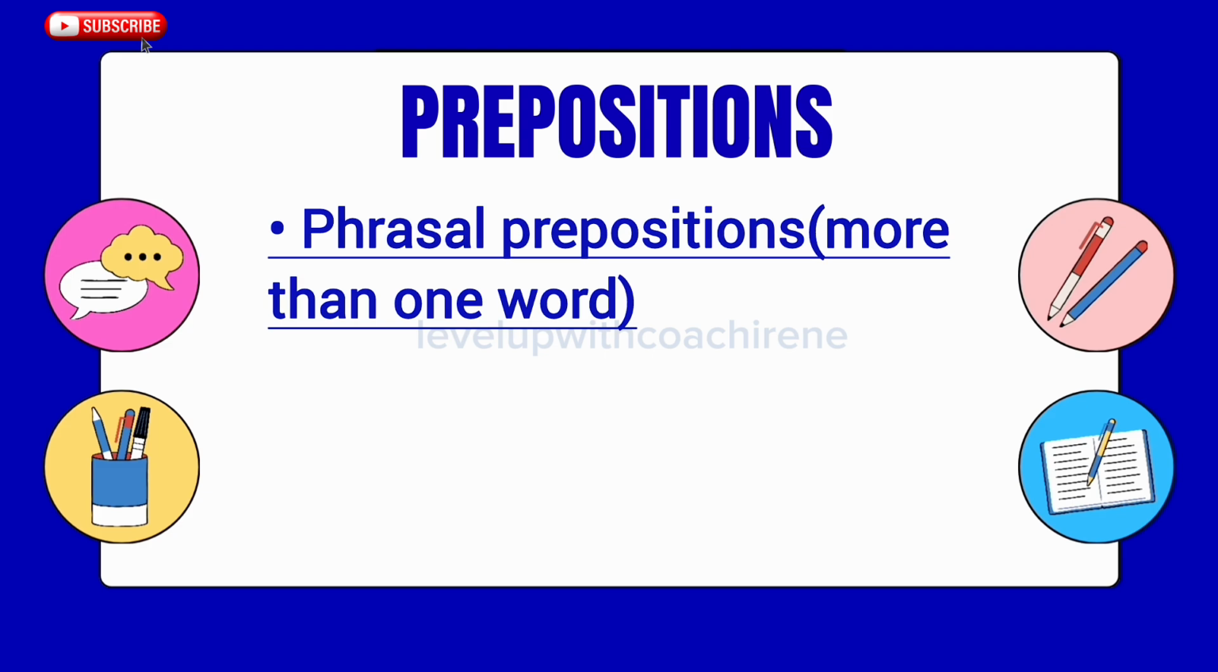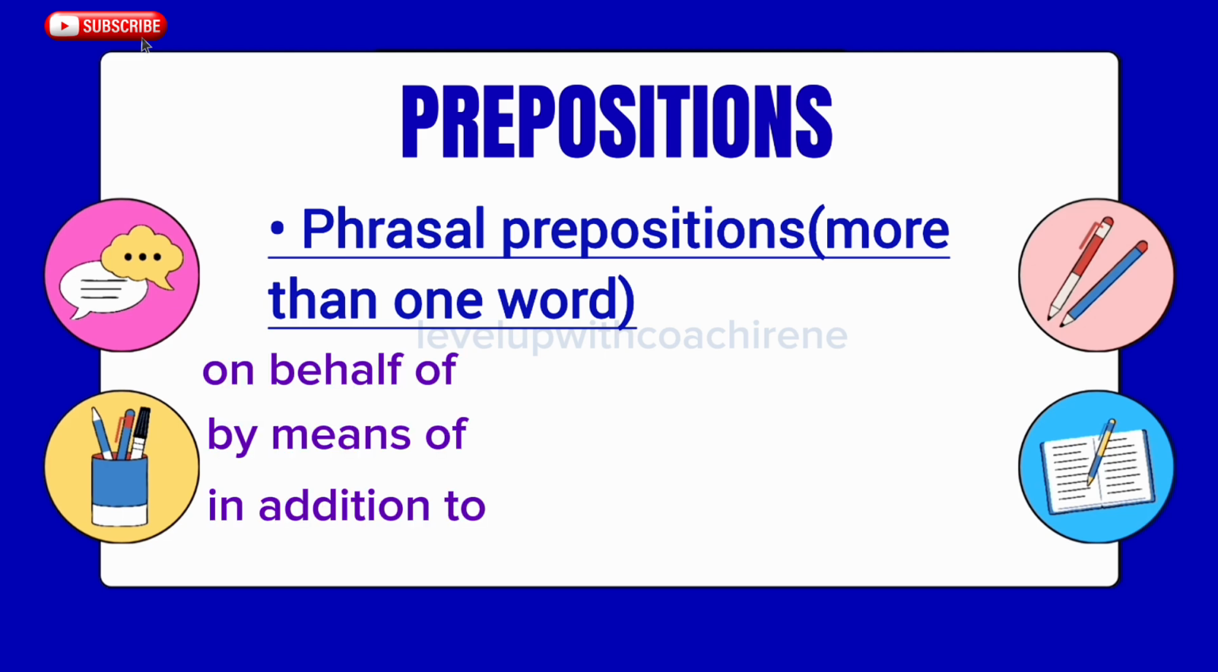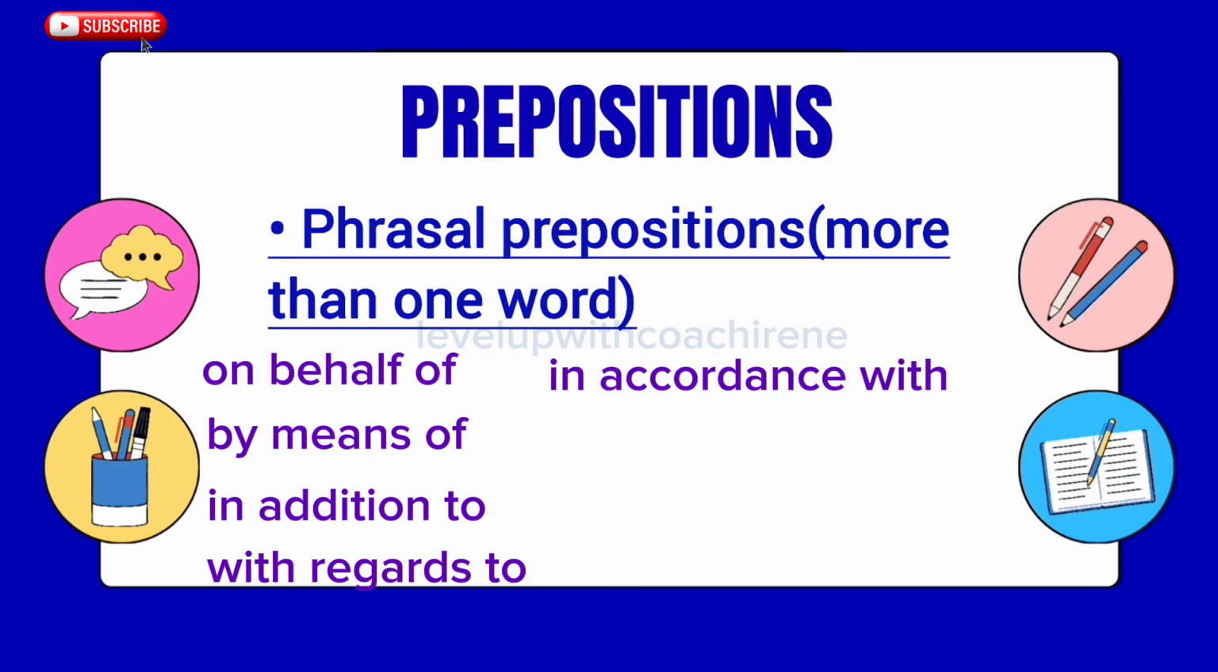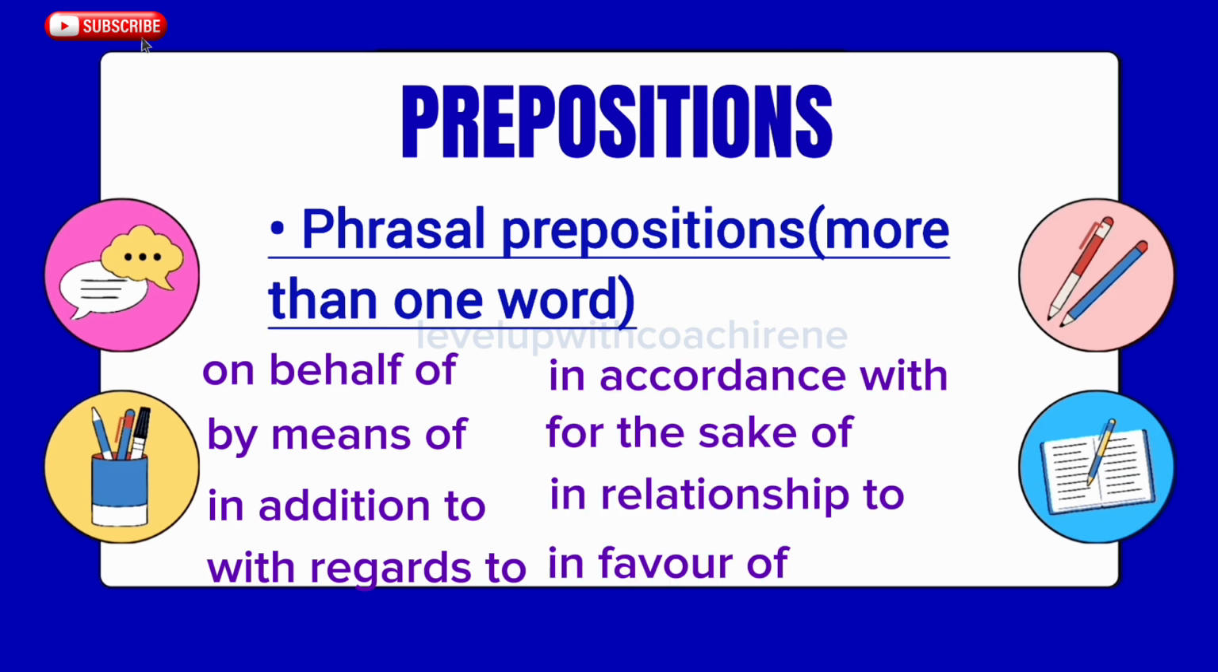Number three, we have phrasal prepositions. They are prepositions made of more than one word. They are also called prepositional phrases or complex prepositions. They consist of two or more words. They are used to indicate relationship in space, time, or other abstract connections. They include on behalf of, by means of, in addition to, with regards to, in accordance with, for the sake of, in relation to, in favor of.